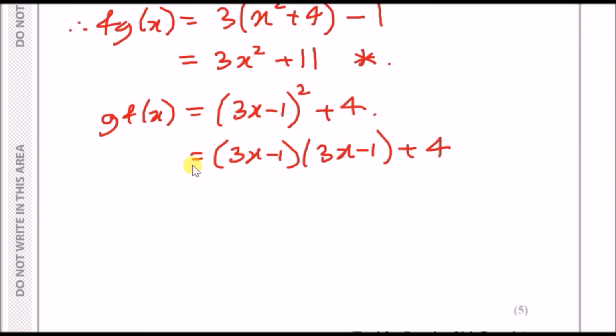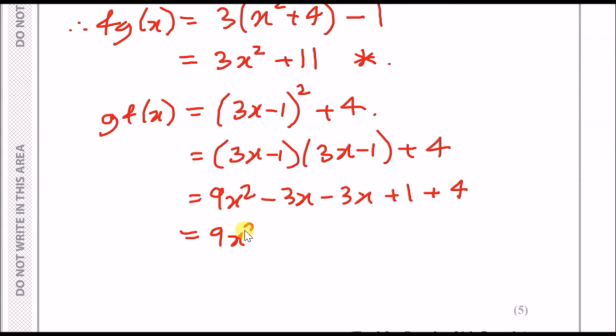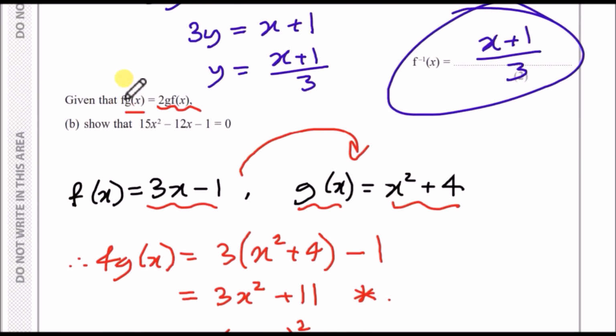So expanding that double bracket carefully, guys, you've got 3x times 3x is 9x squared. Next one would be 3x times minus 1, so minus 3x. Then you get another minus 3x. And then lastly, minus 1 times minus 1 is plus 1. And then write plus 4. And collecting like terms, well, you got 9x squared, you got 3x's, so that's minus 6x, and then you got plus 5. Right, now let's go back to the question.